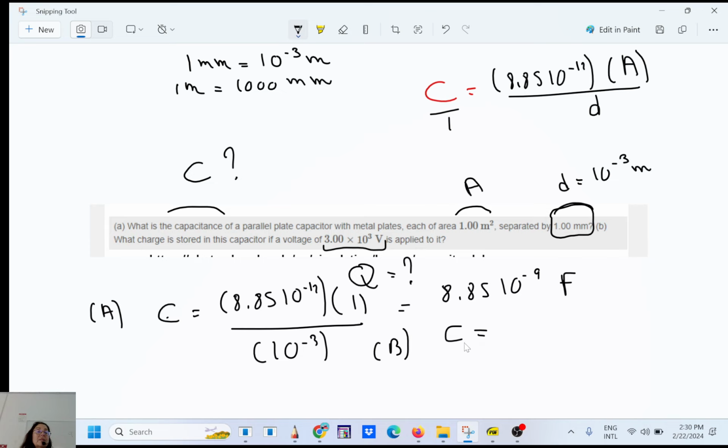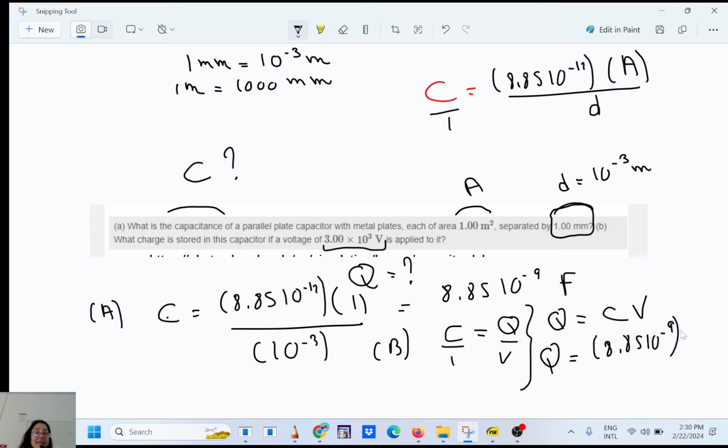The way I remember: C equals Q over V, or Q equals CV. Okay, you can say Q equals CV. So Q equals CV. So 8.85 times 10 to the negative 9, and V is 10 to the 3.